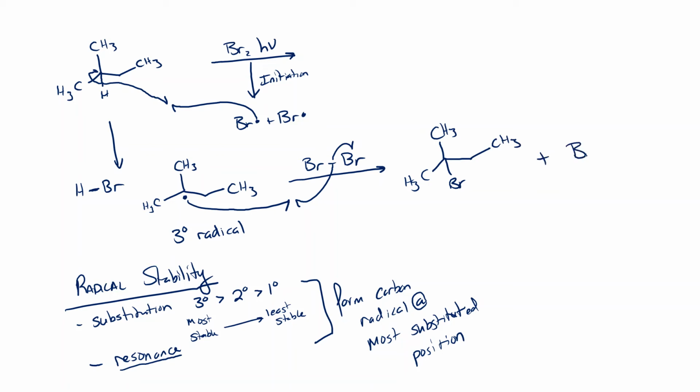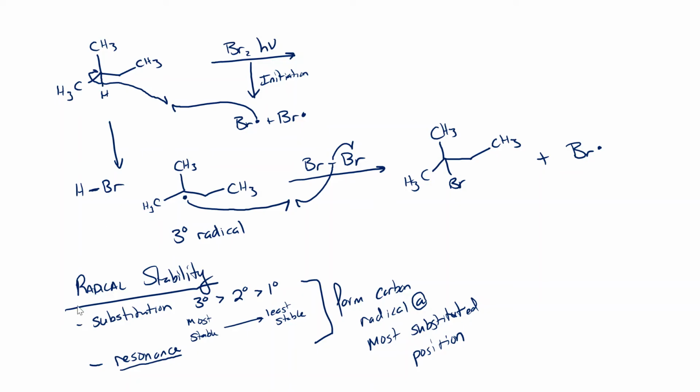And the other product we get is a bromine radical. And so the result of this whole reaction is that whenever we do radical bromination, whenever we have Br2 in light, we're going to take the hydrogen attached to the most substituted carbon, remove that hydrogen, and replace it with a bromine, right?